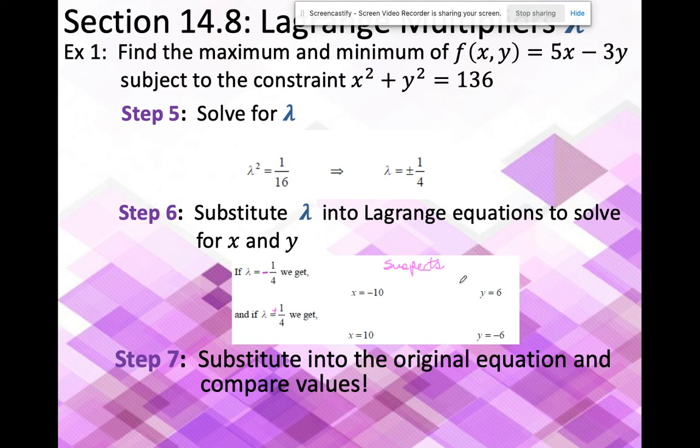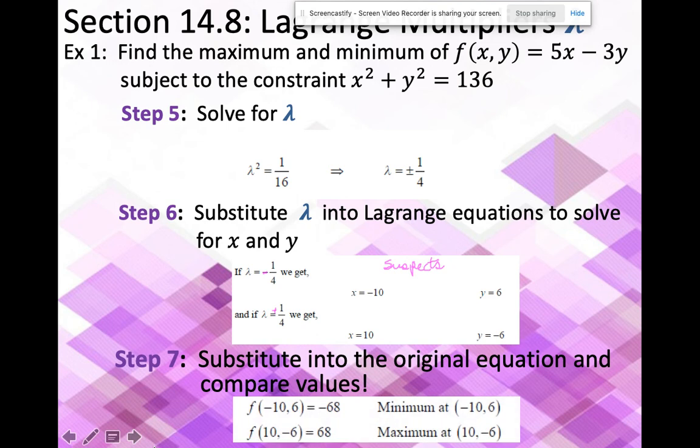Because the extreme value theorem applied, I know I'm guaranteed at least one absolute max and one absolute min. I only have 2 suspects, so plugged into the function, I got negative 68. That must be a minimum. Positive 68 is the maximum, and those are the points where they occur.